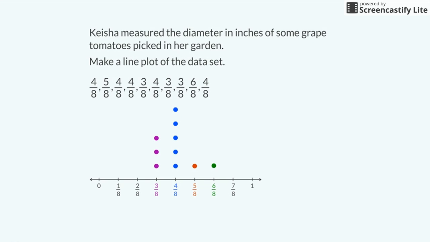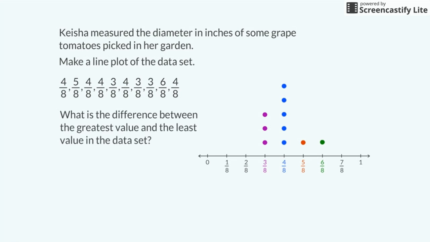Line plots can be used to answer questions about data. I have a lot of questions about my tomatoes. For one thing, what is the difference between the greatest value and the least value in the data set? The greatest value is 6/8 and the smallest value is 3/8.